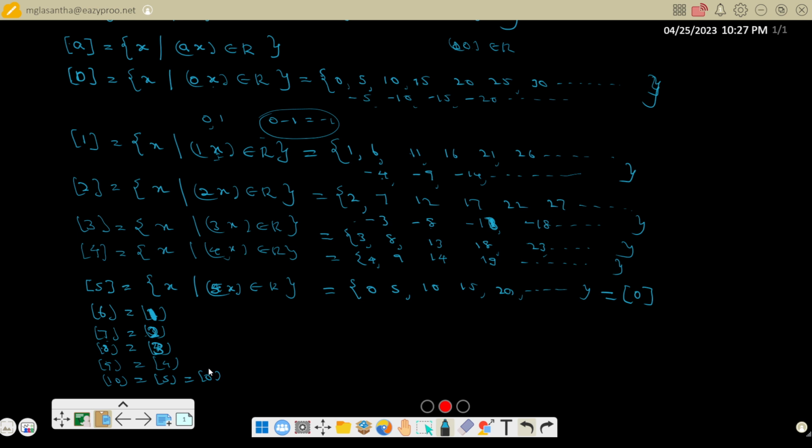But all these are infinite sets. These are not finite sets. These partitions are infinite partitions. But how many partitions are there? Only 5 partitions. So why at the end did you write 5 equal to 0? If you calculate 5, you get 0, 5, 10, the same thing. It's the same.